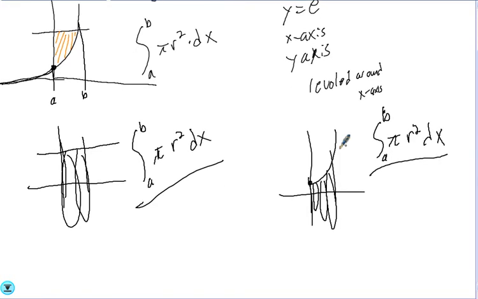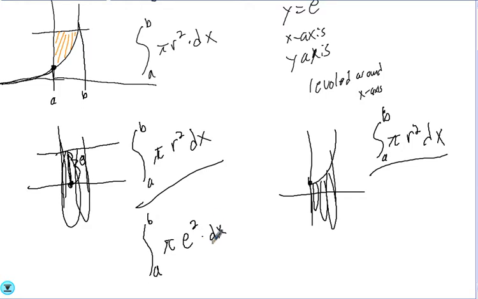So what would the radius be for each of these circles? Okay, so we'll get that the radius here is e. I still haven't figured out a and b. I'll figure that out in a little bit. So I'm just going to put e squared here, dx.